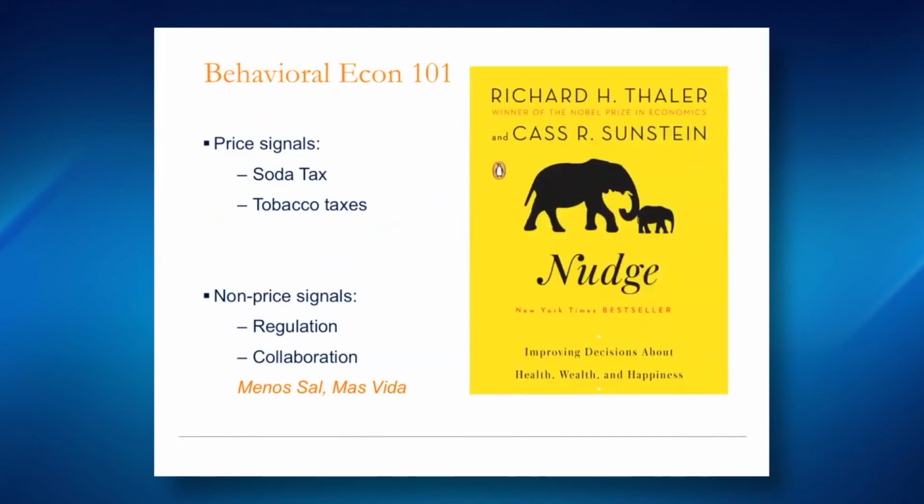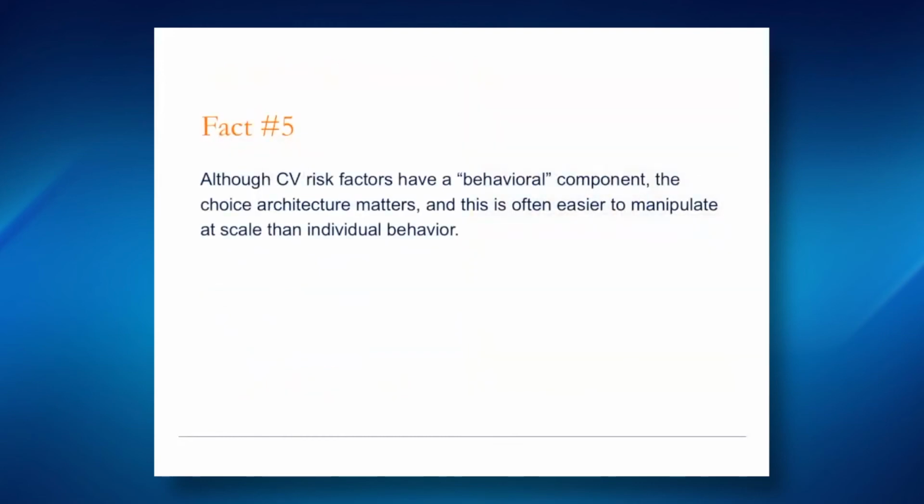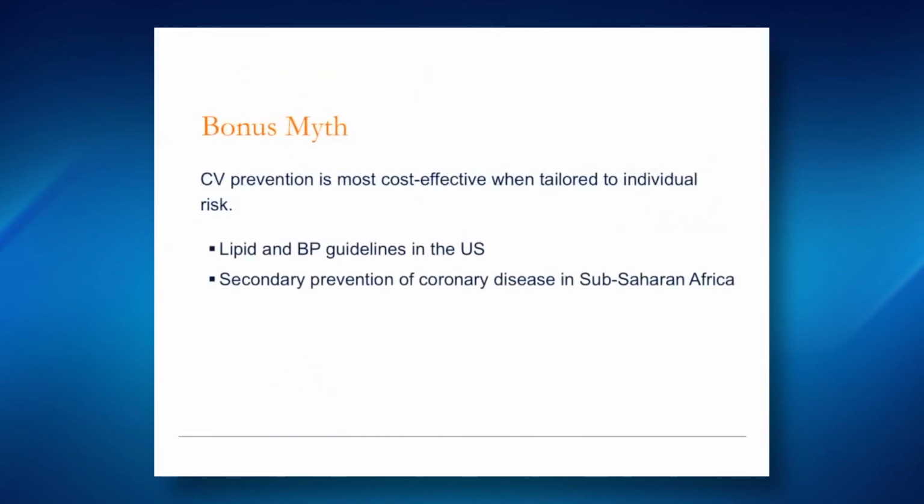And of course, the best known work in this space is Richard Thaler's book called Nudge. If you haven't read it, I'd recommend it. He won the 2017 Nobel Prize in Economics for his contribution to exactly this, that people respond to incentives. So the fact is, even though there is a behavioral component, the choice architecture matters, and it's often easier to manipulate behavior at scale. I'm going to end with a bonus myth.